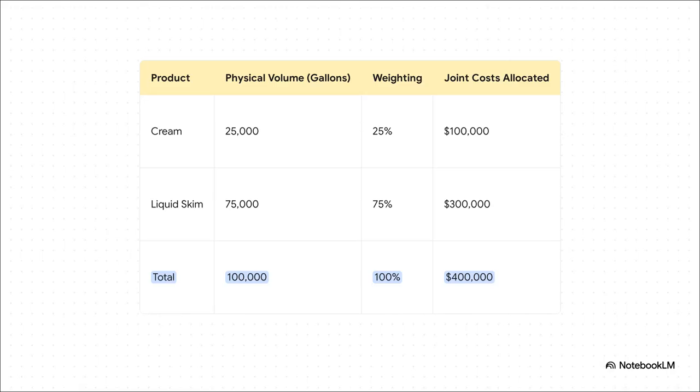And just look at the math here. It's so clean. We made 100,000 gallons total. The cream was 25,000 gallons, so boom, it gets 25% of the cost. The skim was 75,000 gallons, so it gets 75% of the cost. 100 grand to cream, 300 grand to skim. It looks neat, tidy, and totally fair. But is it?